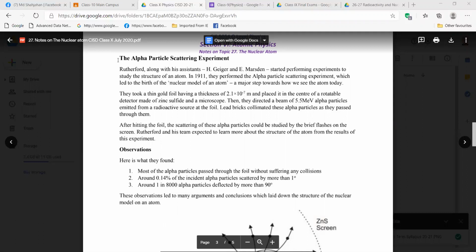Rutherford, along with his assistants H. Geiger and E. Marsden, started performing experiments to study the structure of an atom. In 1911, they performed the alpha particle scattering experiment, which led to the birth of the nuclear model of an atom, a major step towards how we see the atom today.